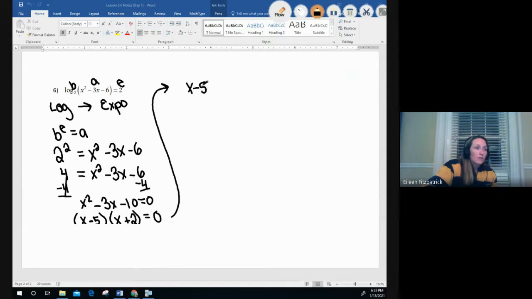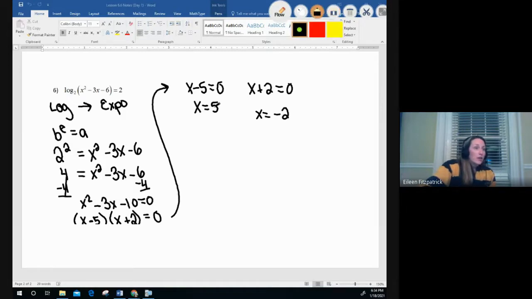Then I'm going to set them equal to 0. So x minus 5 equals 0. X plus 2 equals 0. So I get two answers. X is equal to 5. X is equal to negative 2. I do need to check, right, and make sure that they both work and that I'm not logging a negative. Okay, so let's check 5 first. 5 squared, that's 25 minus 15 minus 6. 25 minus 15 is 10. 10 minus 6 is 4, right? That would all simplify down to a 4, which is a positive number. And then I can also check log base 2 of 4 equals 2. Or in other words, 2 to the second equals 4. Okay, that works.